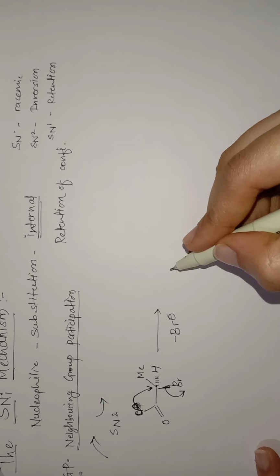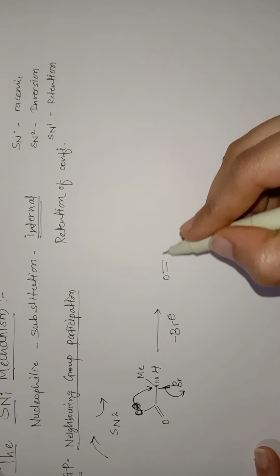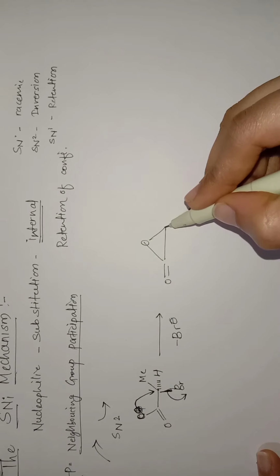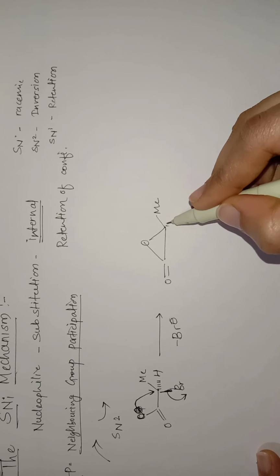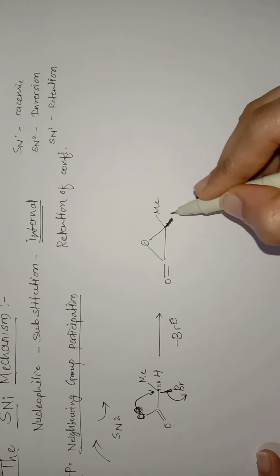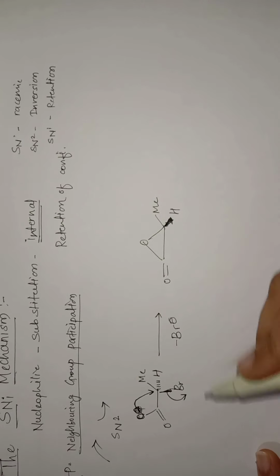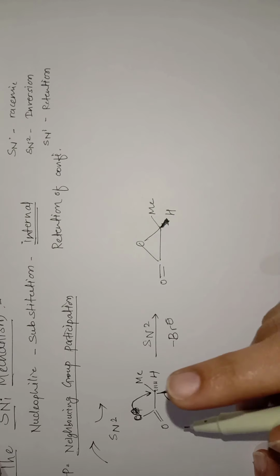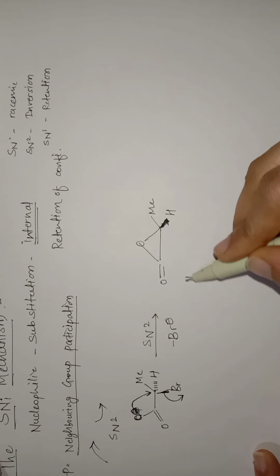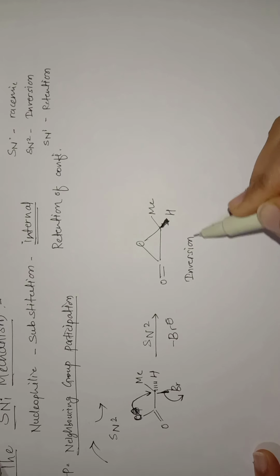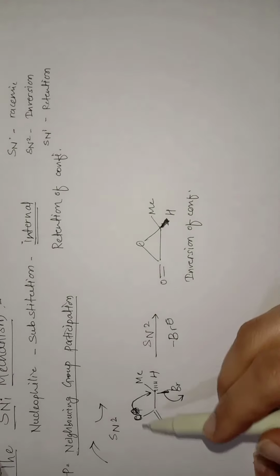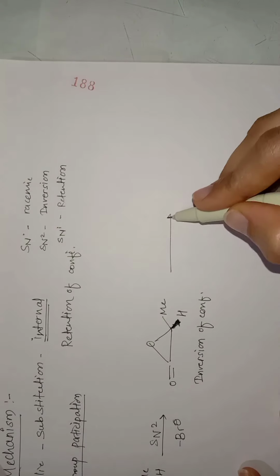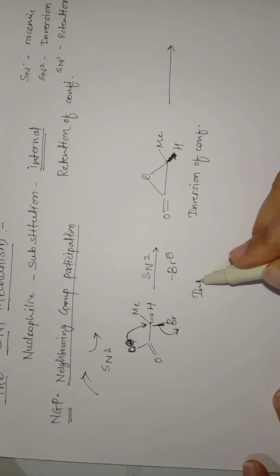So you will get a transition state, with this C double bond O as it is, and a new bond will form between this oxygen and this carbon, right? And here is the Me, and hydrogen comes to the upward position. So there is an SN2 mechanism, and you already know that an SN2 mechanism will give you inversion of configuration, right? Why? Because the attack of the nucleophile is taking place from the backside. So it will give you inversion of configuration, and this is an intramolecular reaction.